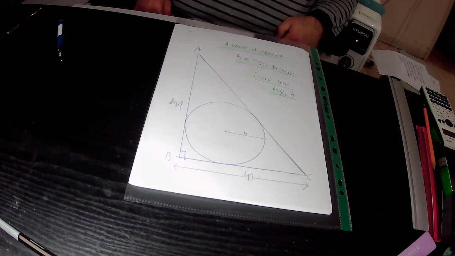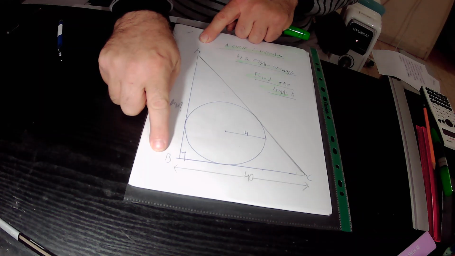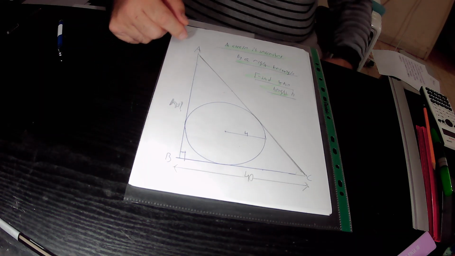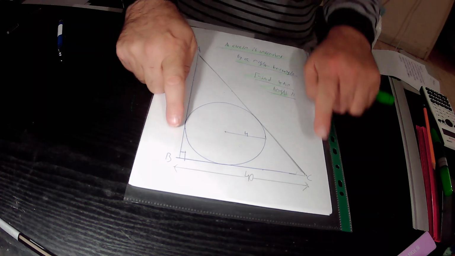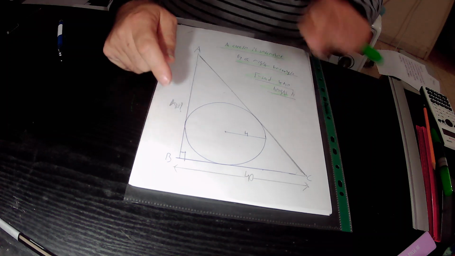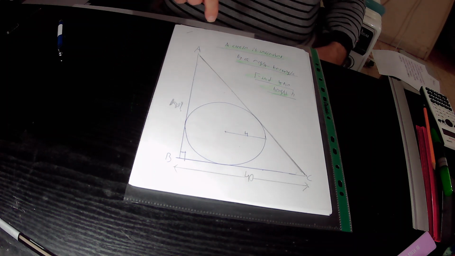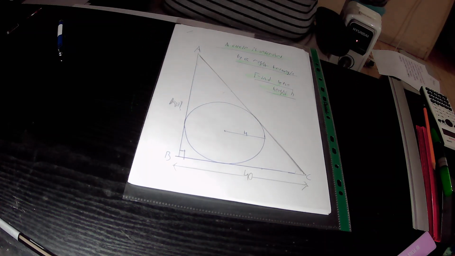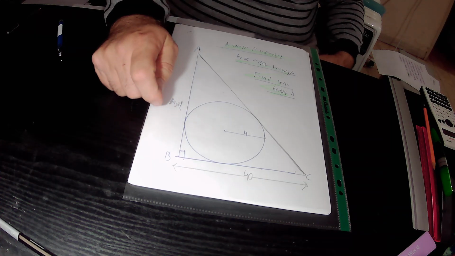The first question: our task is to find the height AB of this right triangle ABC. In the drawing we have the right triangle ABC. This is a right angle. BC equals 40 units in length. This circle is inscribed in the right triangle ABC. The radius of this circle is 4. Again, our task is to find the height AB of this right triangle ABC.